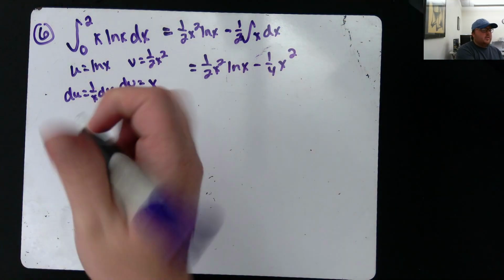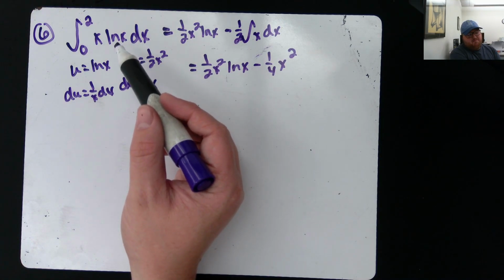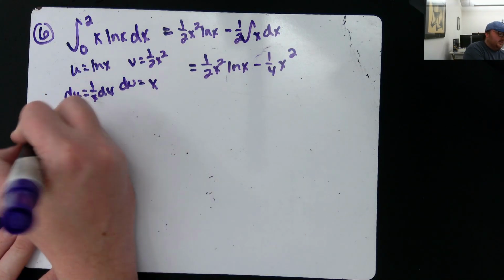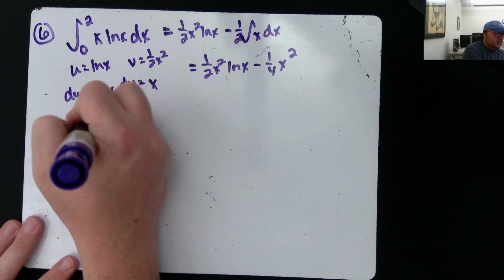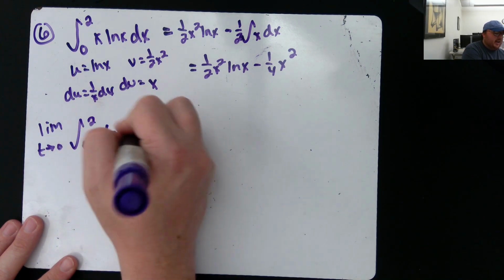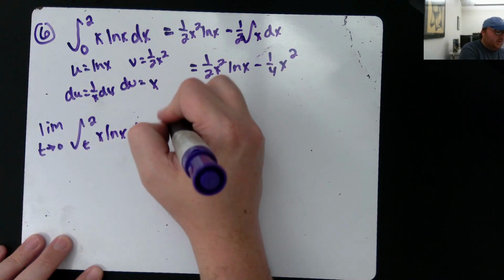Okay, so what's the problem here? 0 can't be plugged in, right? So I've got to replace it with t and do the limit as t goes to 0 of the integral from t to 2 of x ln x dx. I already know what the antiderivative is.